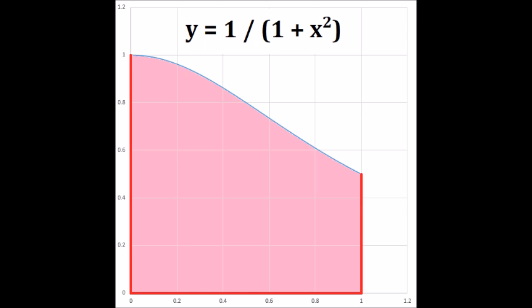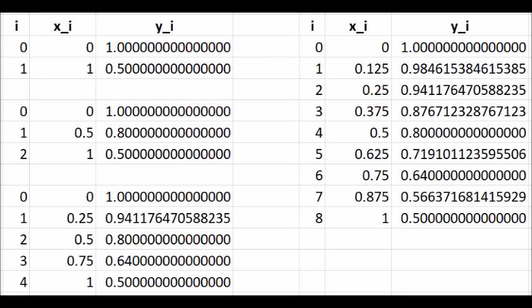In a picture, the blue curve is the function 1 over 1 plus x squared. The area beneath it, shown in pink, from 0 to 1 is equal to pi over 4. We can numerically approximate this area using Simpson's rule or Romberg integration. Those methods require us to input data. Here are the function evaluations for 1, 2, 4, and 8 panels. The same pattern continues for more panels.